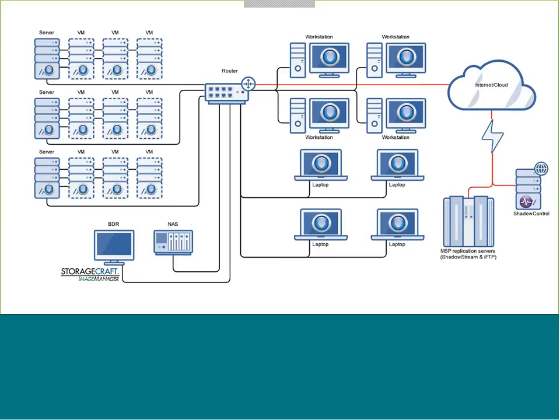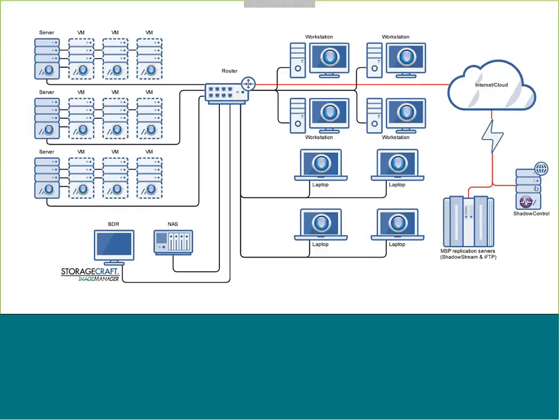So you can basically consider this diagram as, say, client A, and you can have another one similar to this, which could be client B and client C and so on, and all of them essentially report back into a single instance of ShadowControl, which you've made available over the internet.